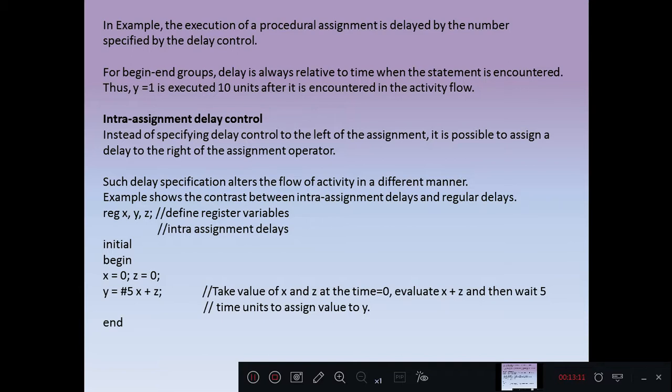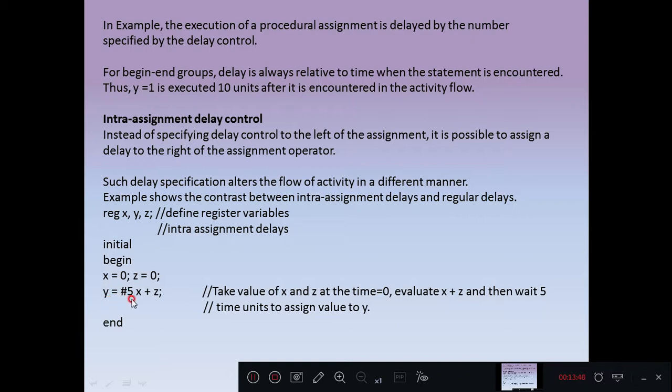Consider an example where we have defined 3 registers, X, Y, Z. Within the initial statement, the first assignment is X equal to 0, then Z equal to 0, then we are assigning Y equal to X plus Z. In this case, since delay is not mentioned for X equal to 0 and Z equal to 0, at time 0 X is updated with 0, then Z is updated with 0 at the same time, but the order is first X then Z.